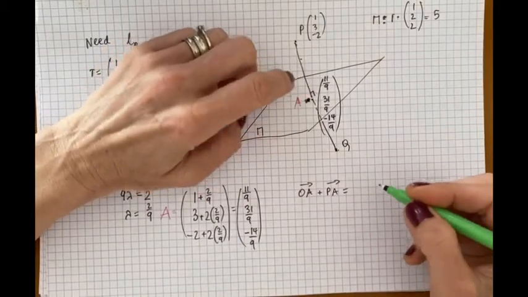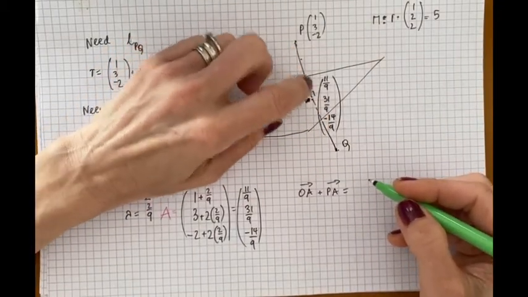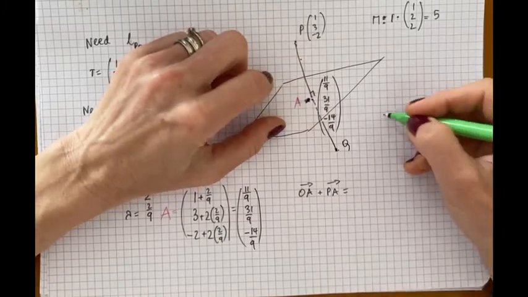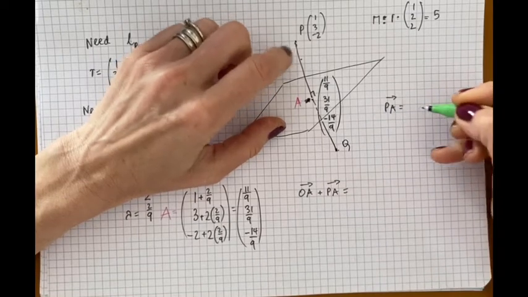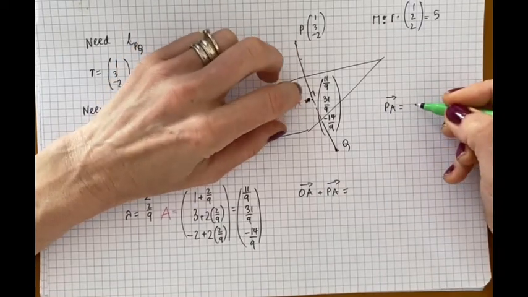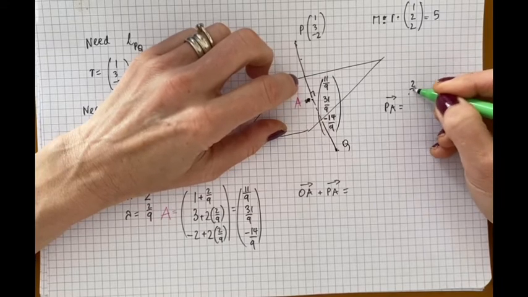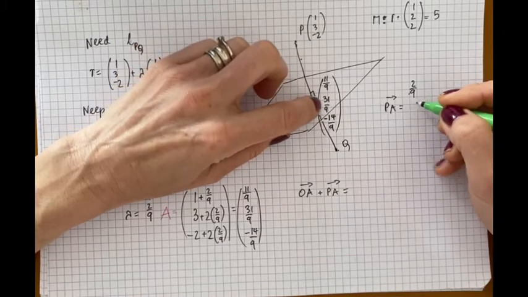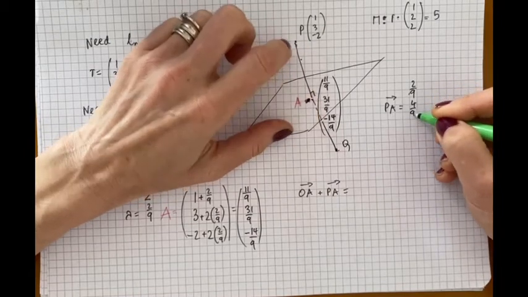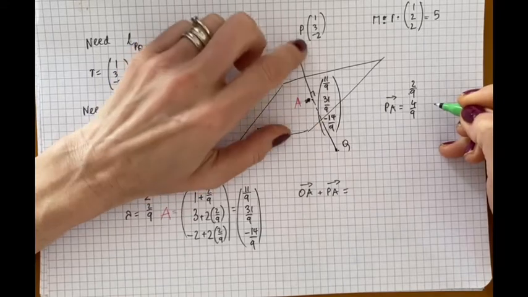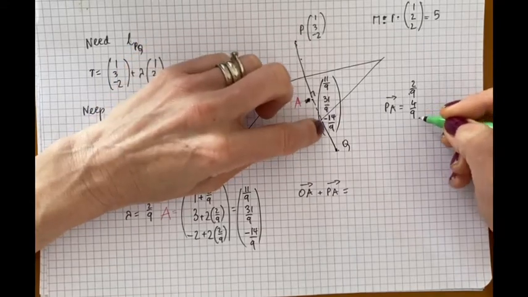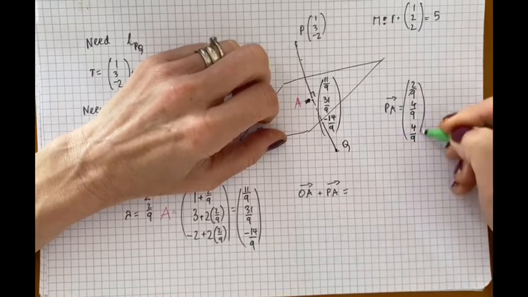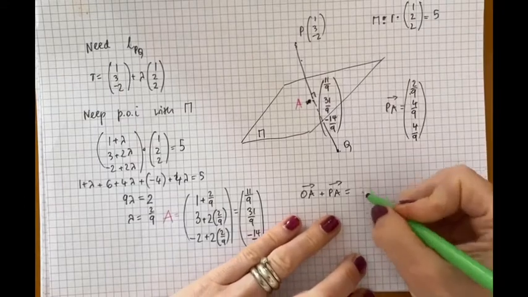So OA we've got written here. PA is however long it takes me from 1 to 11 ninths. So from 1 to 11 ninths, it's going to be 2 ninths if you take it away. From 3 to 31 ninths, so from 27 to 31 ninths, that's going to be 4 ninths. And from -2, which is -18, down to -14 is 4 ninths. There you go. So let's add these two together.